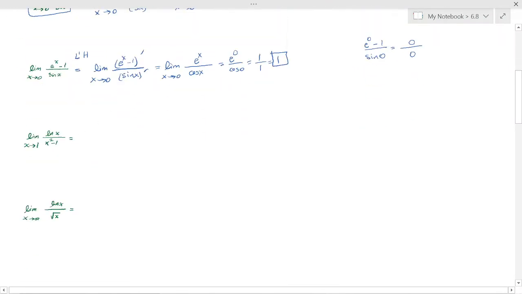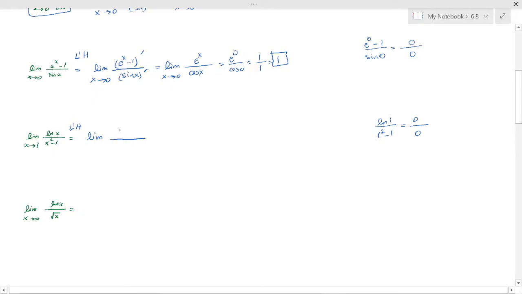Limit of ln x divided by x squared minus 1 as x approaches 1. Now if we replace 1, what we get is ln 1 divided by 1 squared minus 1. ln 1 is simply 0, and 1 squared minus 1 is 0. So this requires L'Hopital's rule.